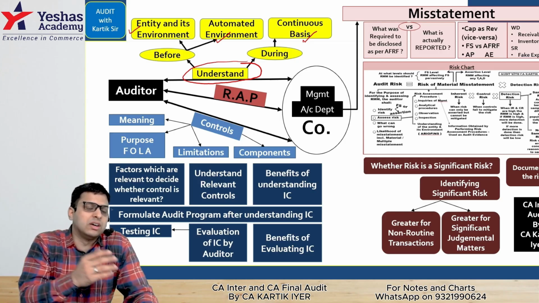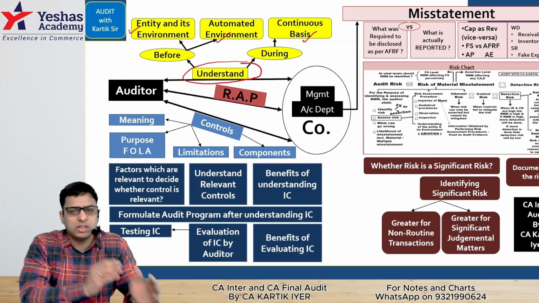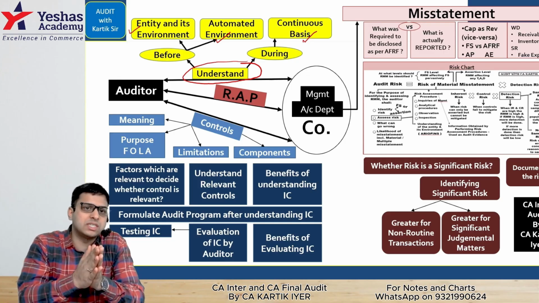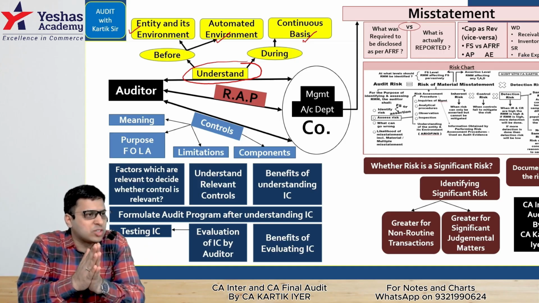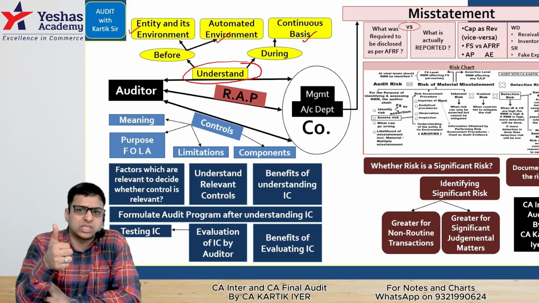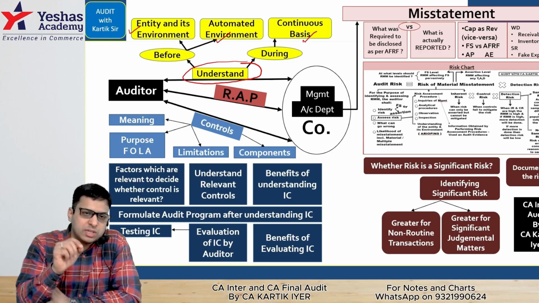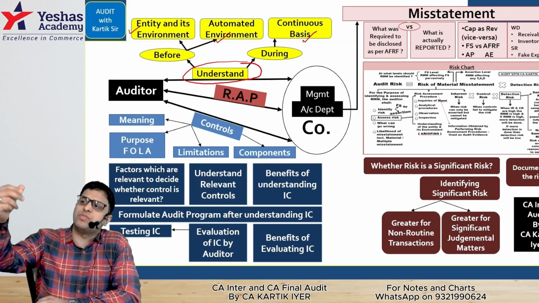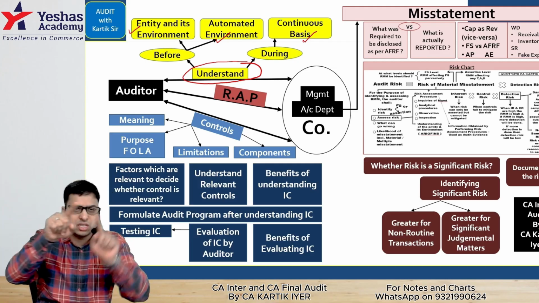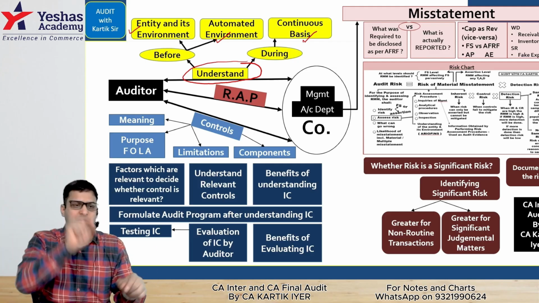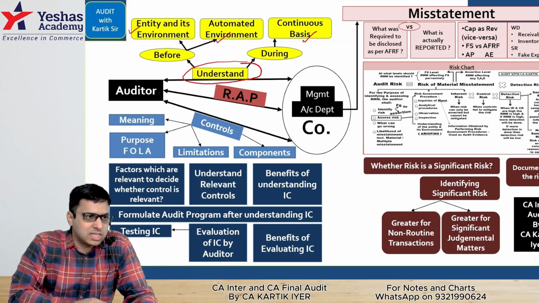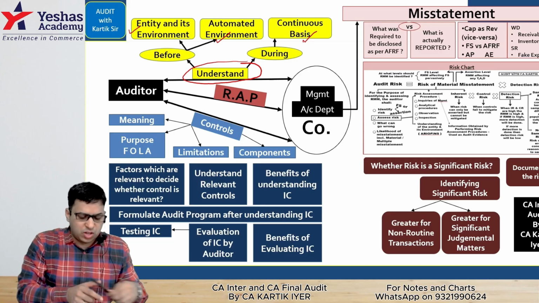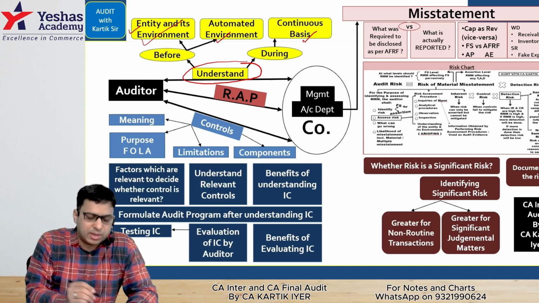So that we had done N, that is nature of the entity, two areas. First is what are the activities or types, and the second is examples. Activities or types had structure and the way it is financed, operations, ownership, types of investments, and the examples had finances, business operations, financial reporting, investments. And last is S, that is selection and application of accounting policies. This is what we did. This is basically your understanding of the entity and its environment.